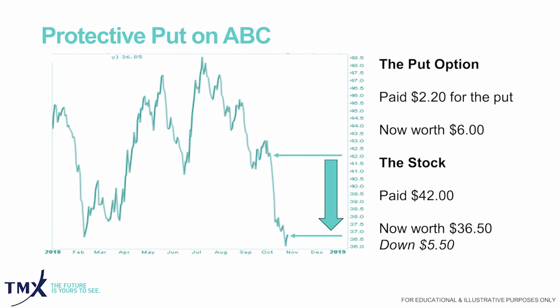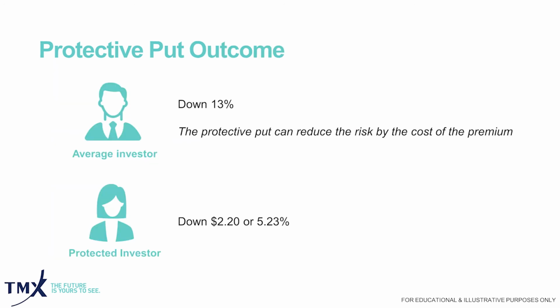So if we advance to the next slide here and step back and consider the difference between simply buying the stock and being the average investor and being that protective investor, the average investor is down about 13%, right? The consideration there is, okay, I'm down 13%. Do I keep holding the stock? Do I get out of the stock? What do I do from this point on, realizing now I'm down 13%? The protected investor is down about 5.23%.